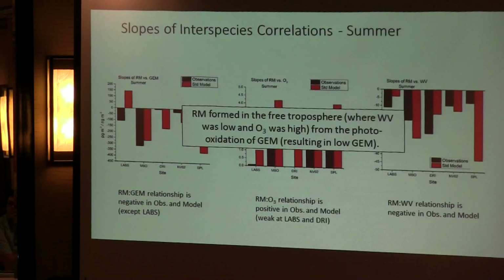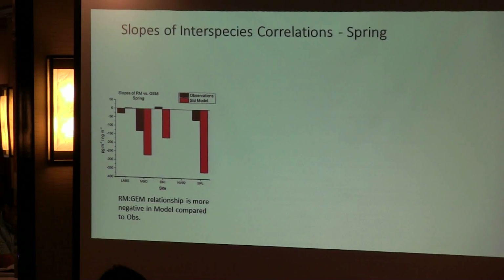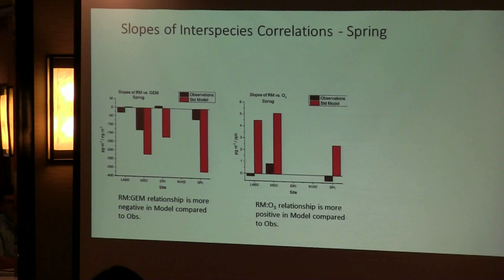We kind of already know this, but this is the first attempt to compare across sites and integrate with the model, and this is a consistent story that we see. Now, this is the summer. In the spring, the story is not so clear. Here we still see some negative relationships at Mount Bachelor and at Storm Peak. The model predicts a much stronger negative relationship than what was actually observed. But at DRI, the relationship observed was actually positive. And so we don't see as good of a comparison between the model and the observations.